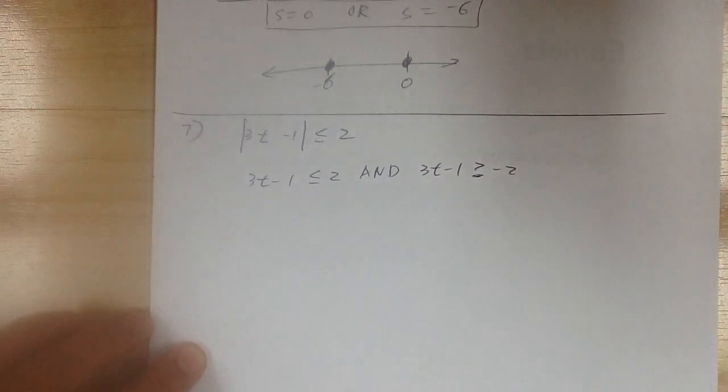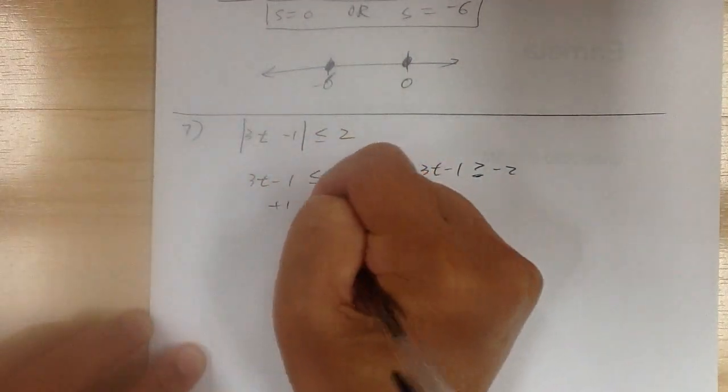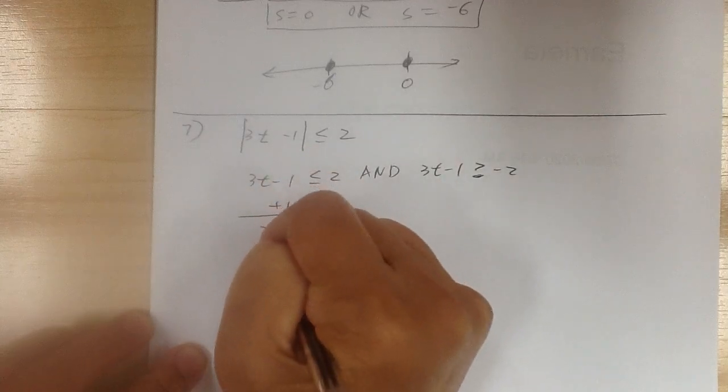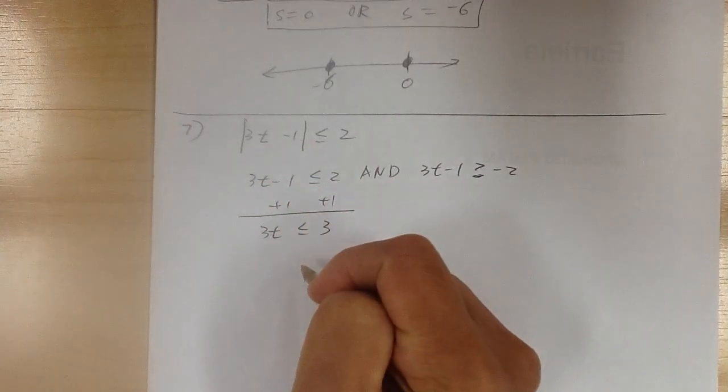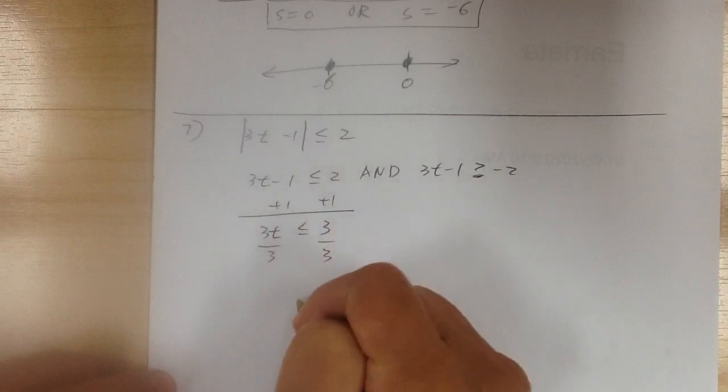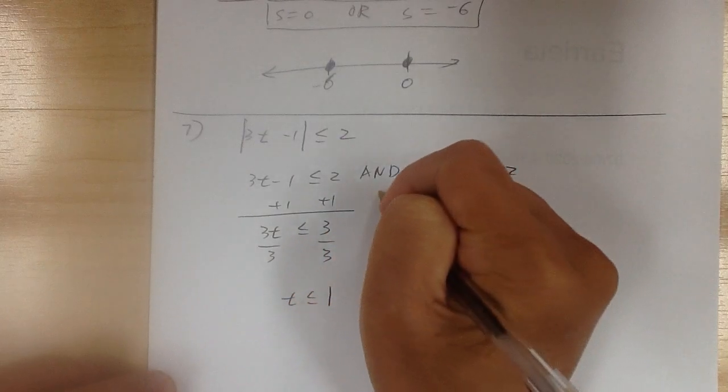Then after that, you can go and solve. So plus 1 on both sides. So you got 3t is less than or equal to 3. Divided by 3, divided by 3. So t is less than or equal to 1. And you follow that.